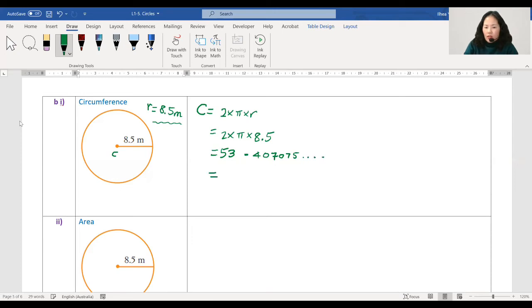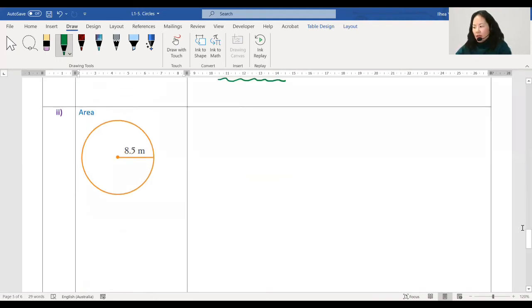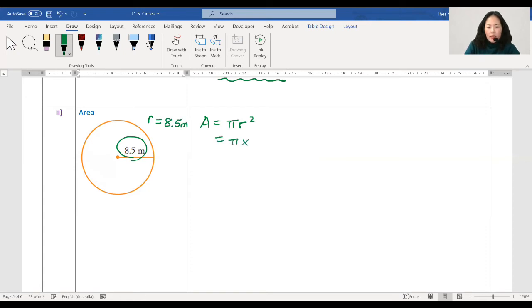So I want it to be in 2 decimal places, so 53.41 meters. And the area equals pi r squared. Now, before we do pi r squared, we need to know what r is. R is given here, 8.5 meters. So I'll just go pi times 8.5 squared.